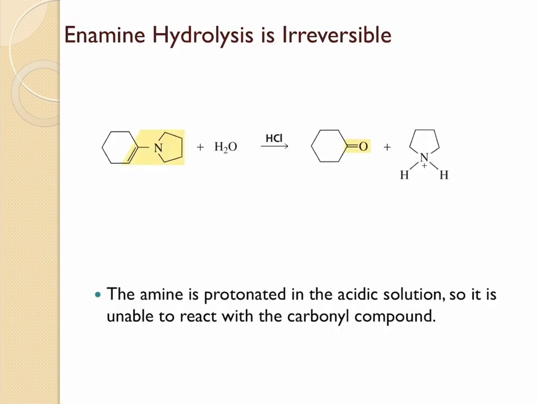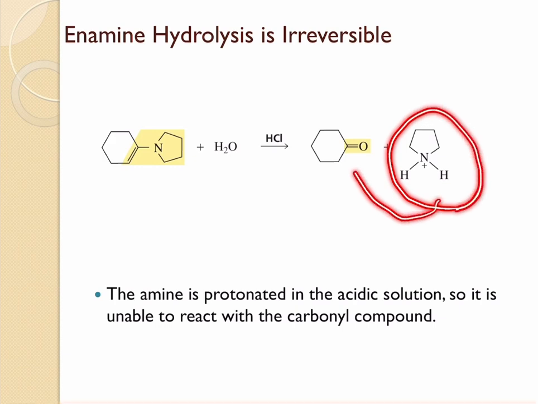Enamines can undergo hydrolysis to give us back the original compounds that we started with, basically the carbonyl compound and the amine. But here, the amine is going to be in the protonated form in the presence of acid. Now, because it is in the protonated form, the reverse reaction is not possible, because the amine is now protonated and is no longer available as a nucleophile to go and attack the carbonyl carbon.